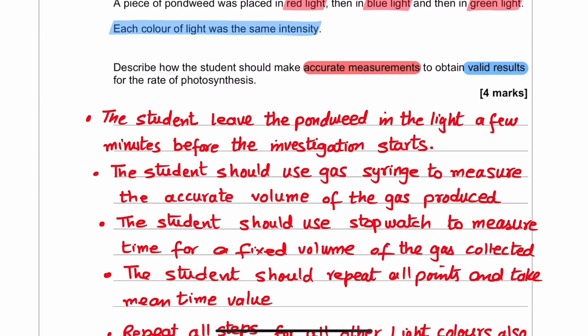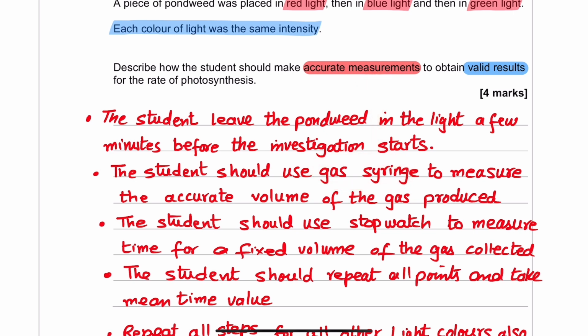The student leaves the pondweed in the light a few minutes before the investigation starts. The reason is that the pondweed will reach an equilibrium temperature with that of the water. The student should use the gas syringe to measure an accurate volume of the gas produced. The gas syringe in this experiment is related to accurate measurement.